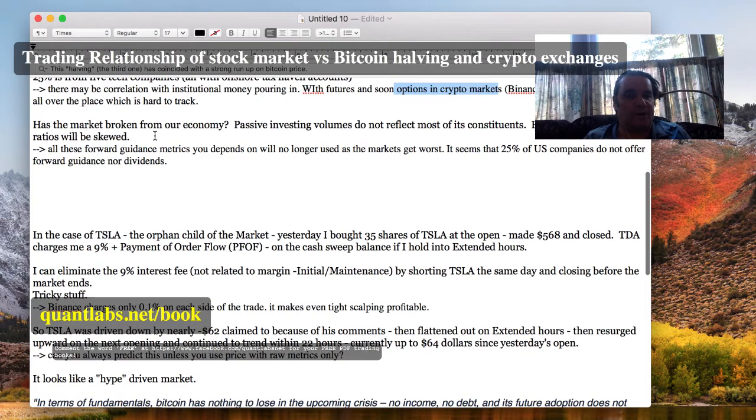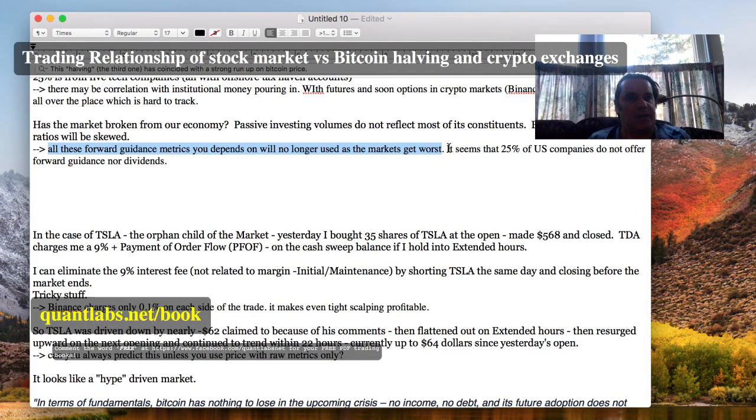Has the market broken from our economy? Passive investing volumes do not reflect most of its constituents. Eventually, the PE ratios will be skewed. So what I said here is all the forward guidance metrics you depend on will no longer be used as the markets get worse. If you have not been on my Facebook programming group, there's already large hedge fund managers saying there's going to be another big crash coming. As well as the CEO of BlackRock said it does not look good. He actually used the word dire. So all these things that people have used as forward guidance will eventually be thrown out the window.